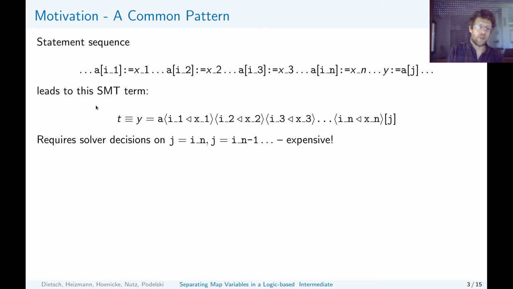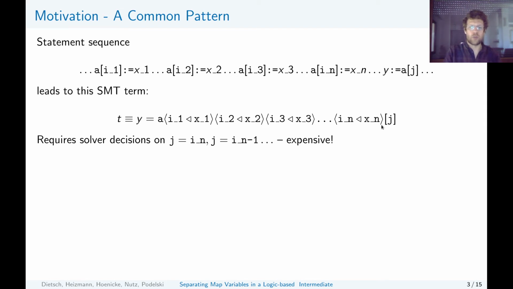So in terms of SMT, we get a term like this when we want to know the value for y. So y would be equal to a, and then we store at I1 this x1, at I2 this x2, and so on, and then we read at j. This is called a store chain, and it has the length n.